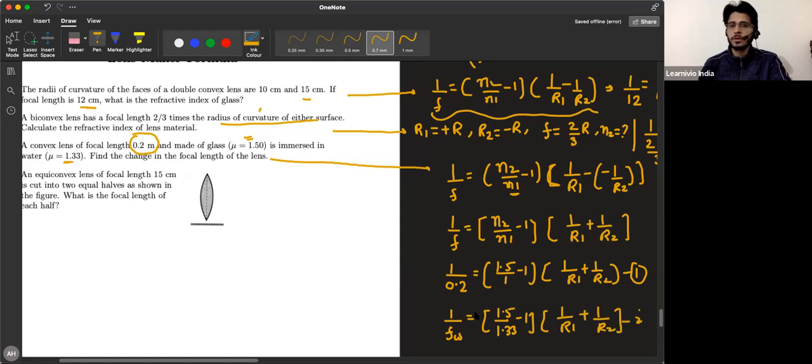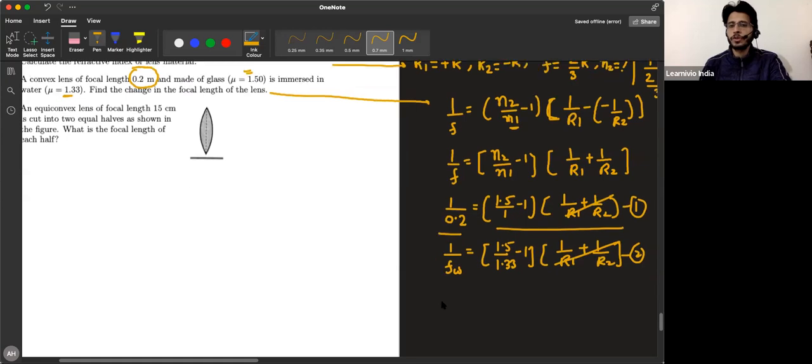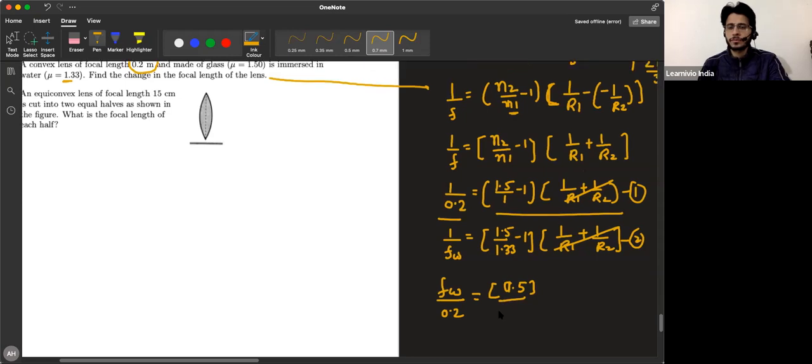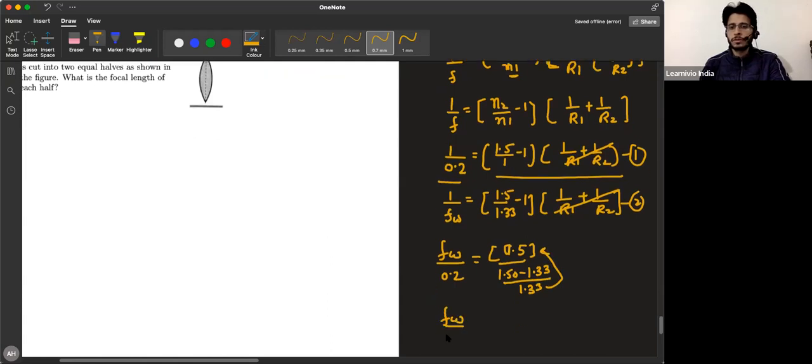That's the second equation. Now what you can do is just divide them. This will cancel this thing. You can take FW to the numerator. This is focal length in water by 0.2. This is 1.5 minus 1, so that's 0.5. 1.5 by 1.33 minus 1, so it's 1.50 minus 1.33 by 1.33. This will come to the numerator. So we'll write focal length in water divided by 0.2 is 0.5 into 1.33 divided by 1.33, and this is 0.17.